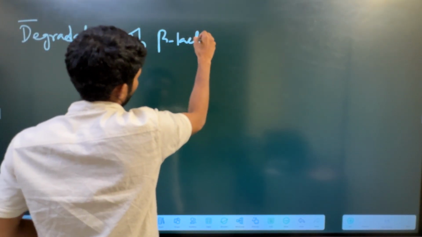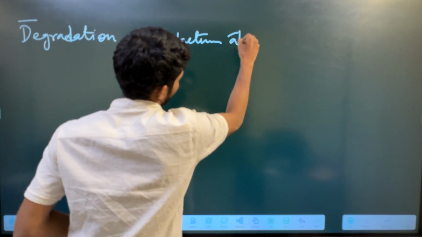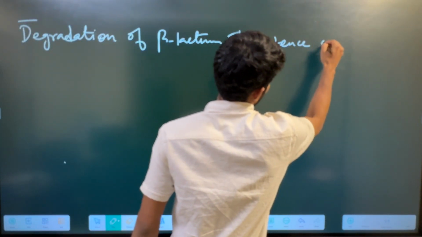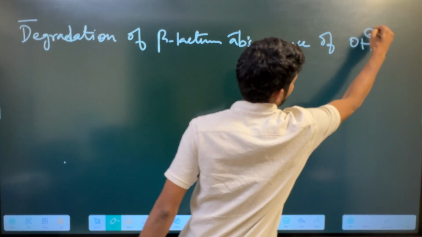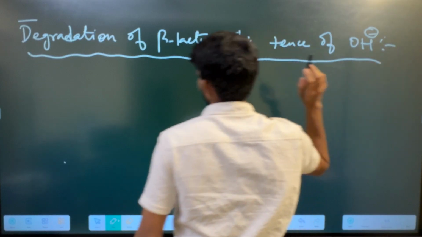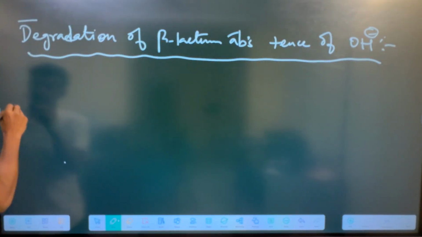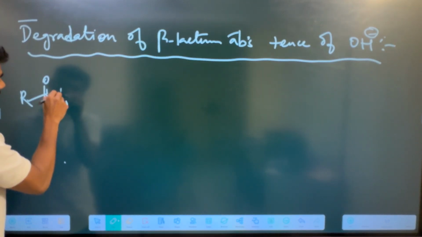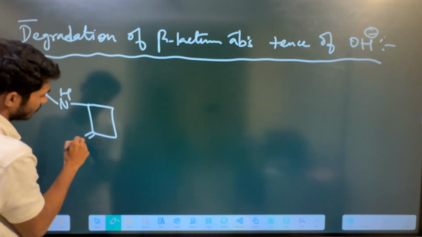Okay. Now we'll see the degradation of beta lactam antibiotics in the presence of base. First we'll see that one. Okay, degradation of beta lactam antibiotics such as penicillin in the presence of base. So let's draw the structure of penicillin. See, this one is the structure of penicillin, right? In that, this is the beta lactam ring.